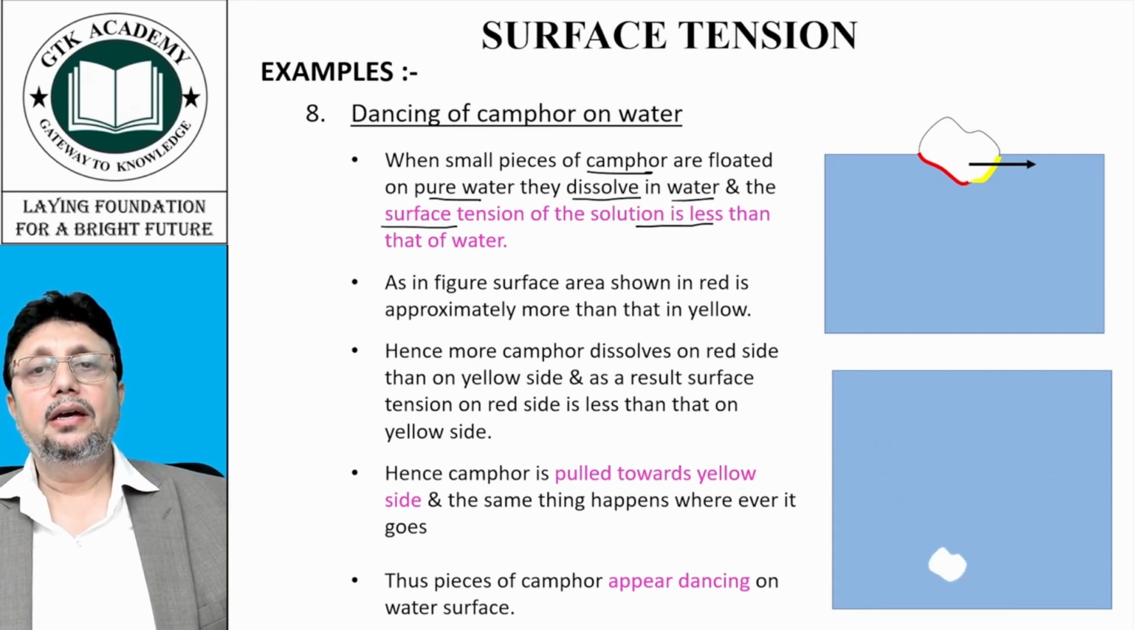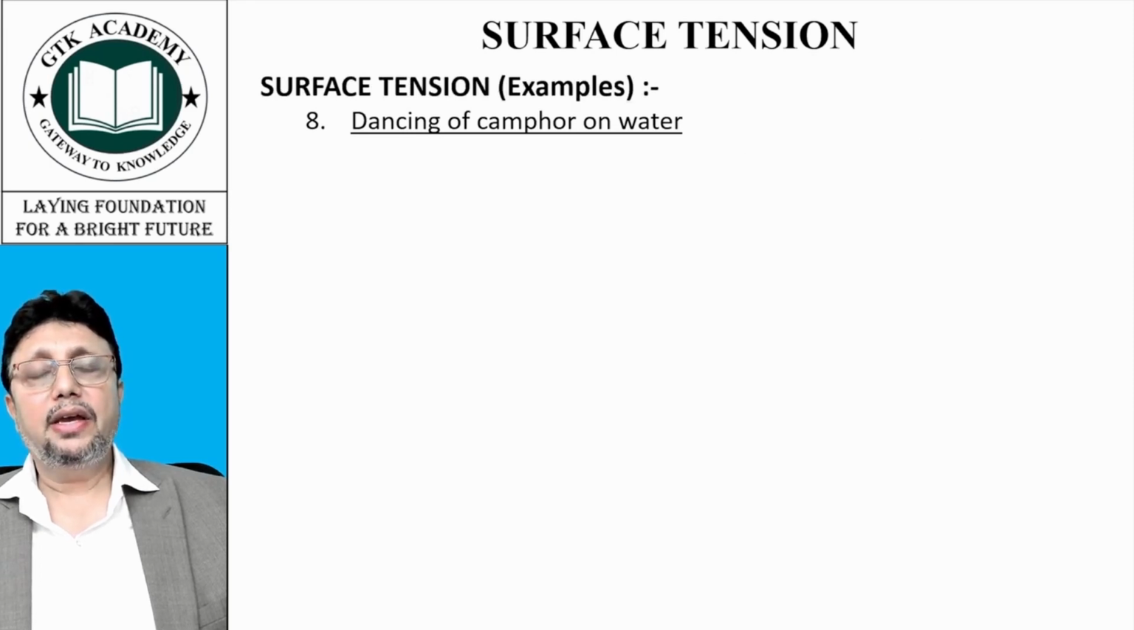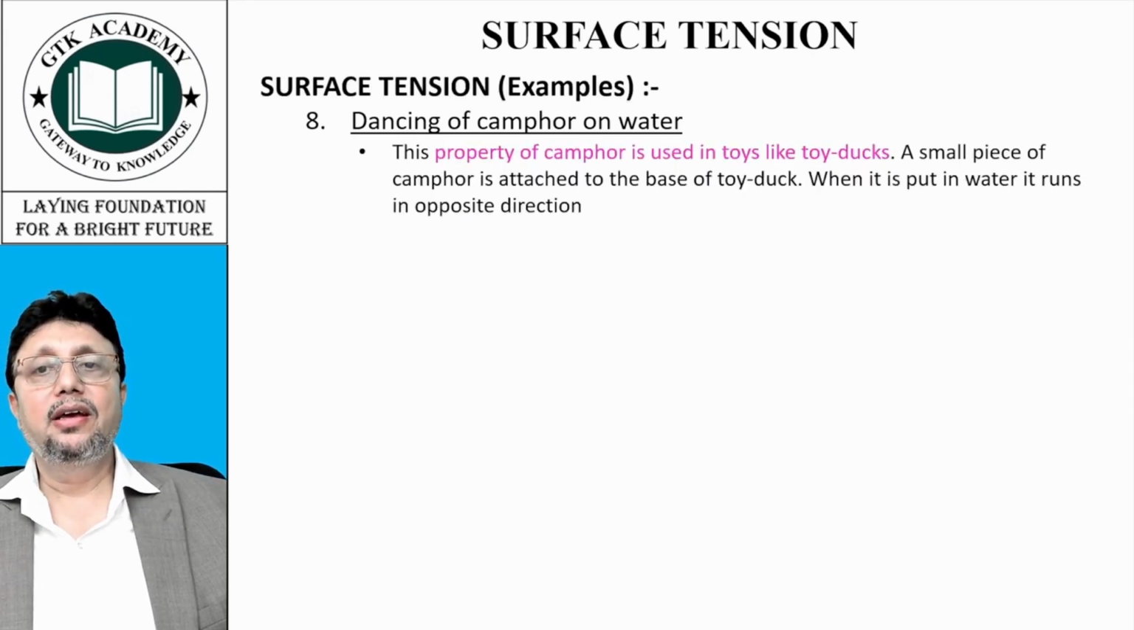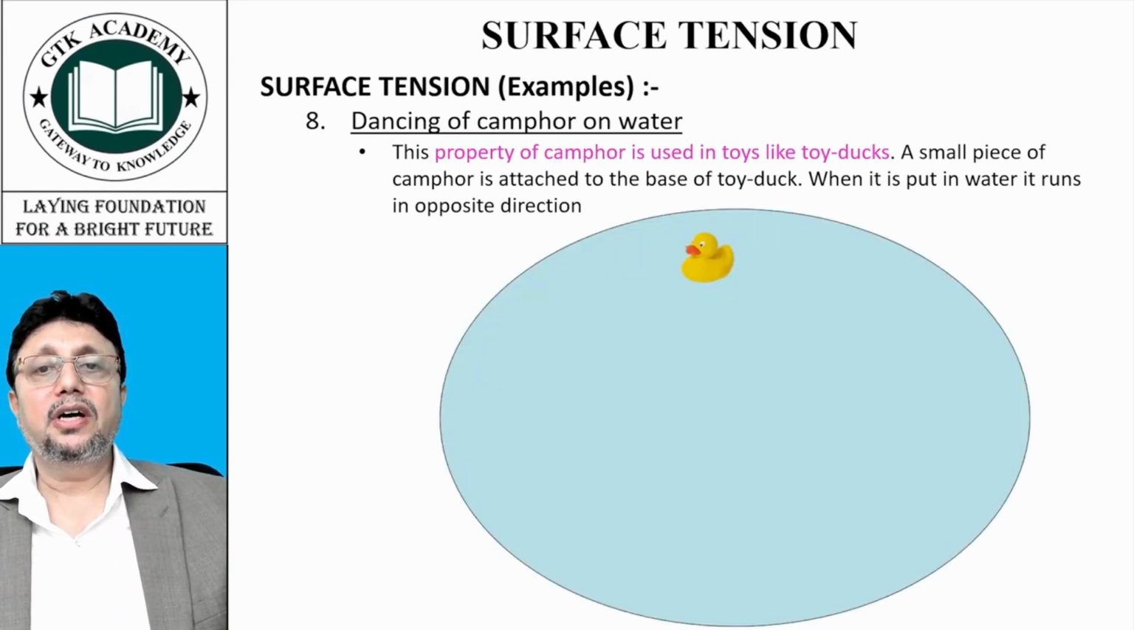Now this property is used while making toys for small children. What they do is they normally attach a small piece of camphor beneath the toy, and once you put the toy on the water surface, it starts dancing. Like if you put this duck, it will start moving like this. Or somewhere they put fishes, somewhere some other toys. So children are amused after seeing this. Oh, this has come to life.